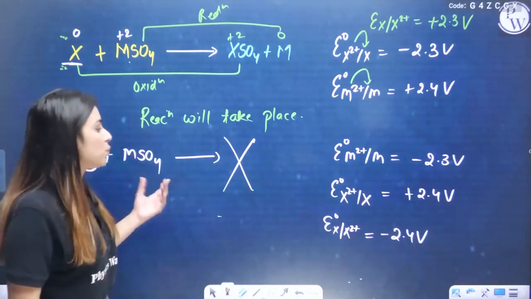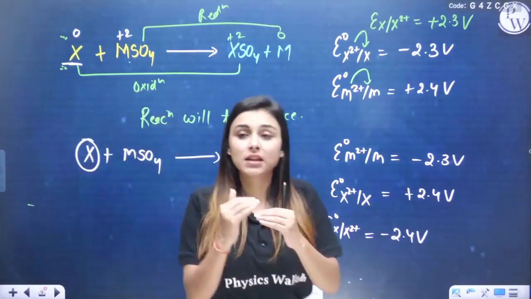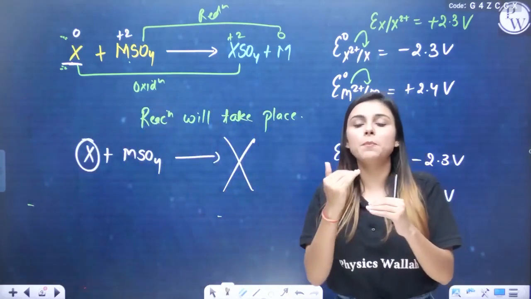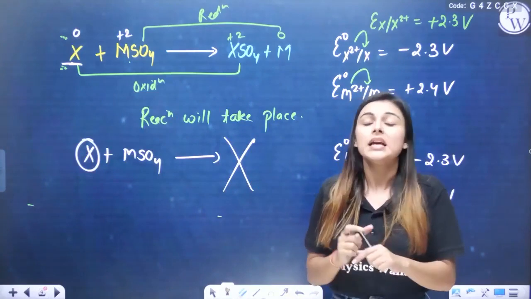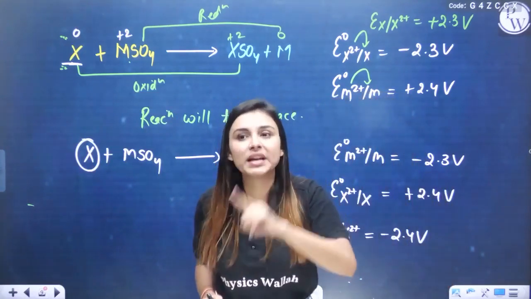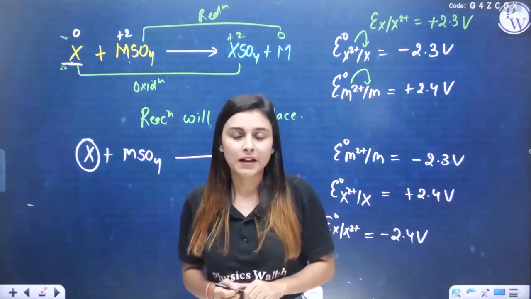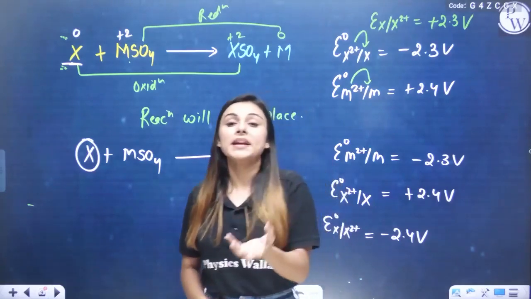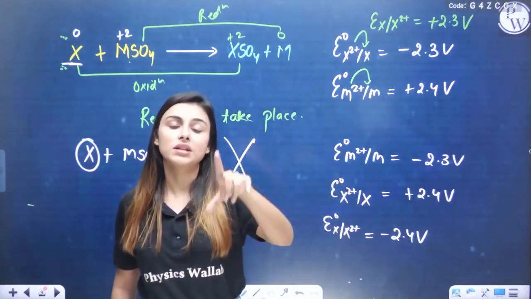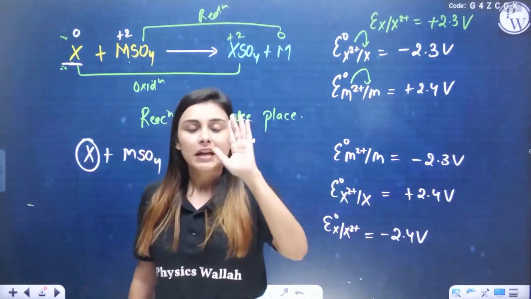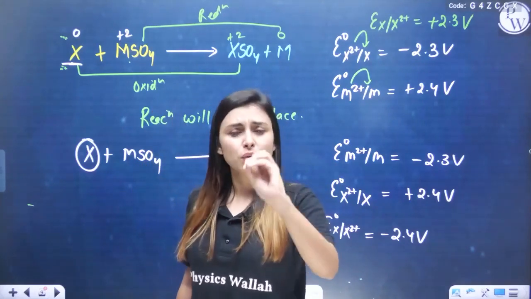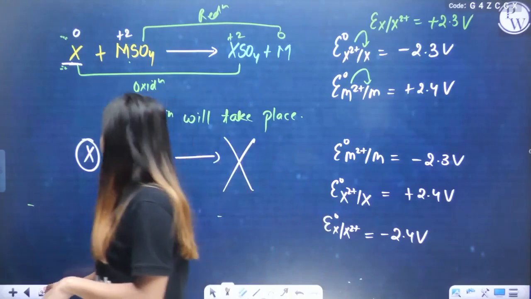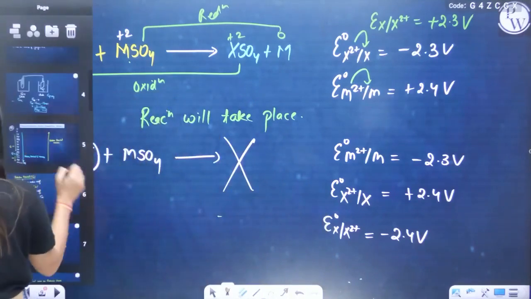So from this we can say that if a metal has a higher oxidation potential as compared to the aqueous solution ion, then it can displace it from its aqueous solution. Right? Yes. So for the displacement to happen, the metal should have a higher oxidation potential. Right? If you understood this, it is very good. If you haven't understood it, now I'll explain you with the electrochemical series.